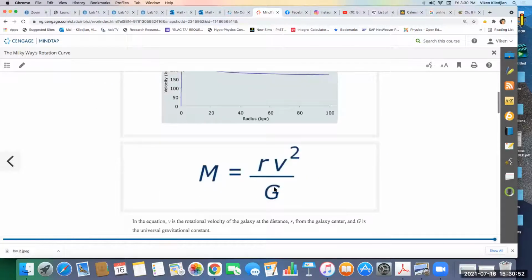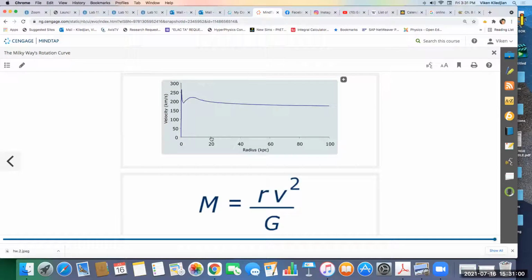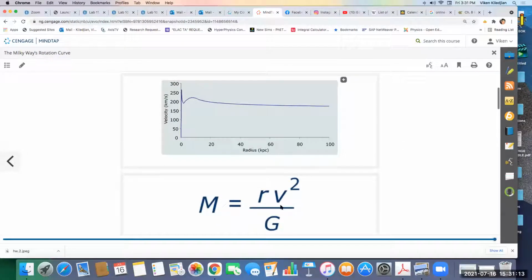So that's going to be this value, 4.3 times 10 to the minus 6, right here. This is going to be the distance from the center of the Milky Way in kiloparsecs, right? And then the velocity is going to be in kilometers per second. Okay. And then what are the units of the G?